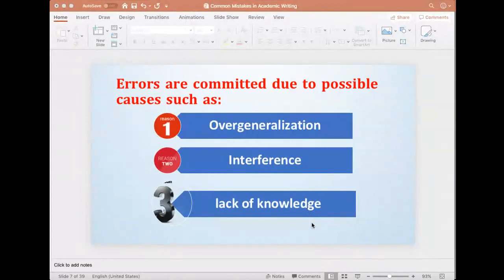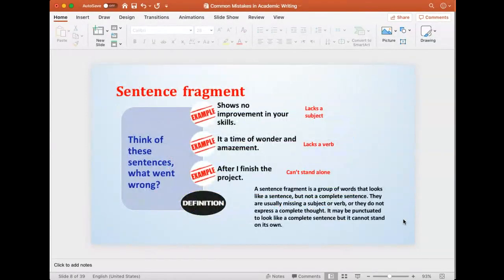But errors need to be mastered and learned. All right, let's start with the first thing here with our mistakes, which is sentence fragment. So we mentioned previously that a fragment means that there is something missing in a sentence. So think of these sentences and what went wrong with them.